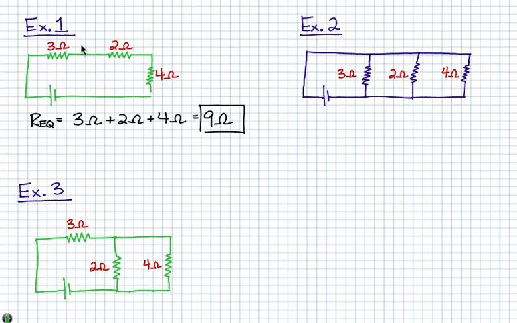You're just going to add 4 plus 3 plus 2. Series are very easy in terms of finding your equivalent resistance, so hopefully you're starting to see what you need to do for that. The second example, not series, hopefully you realize this is in parallel. How do you know? Well, if I'm a positive charge and I'm leaving here, well, I have 3 options to get through this circuit. 1 through the 3 ohm resistor, 1 through the 2 ohm, 1 through the 4 ohm.